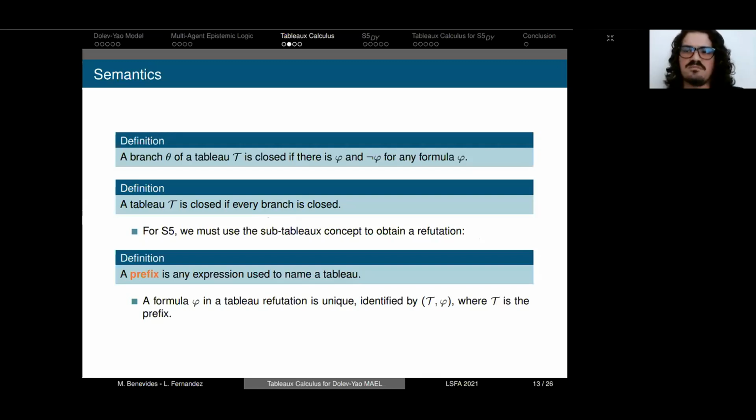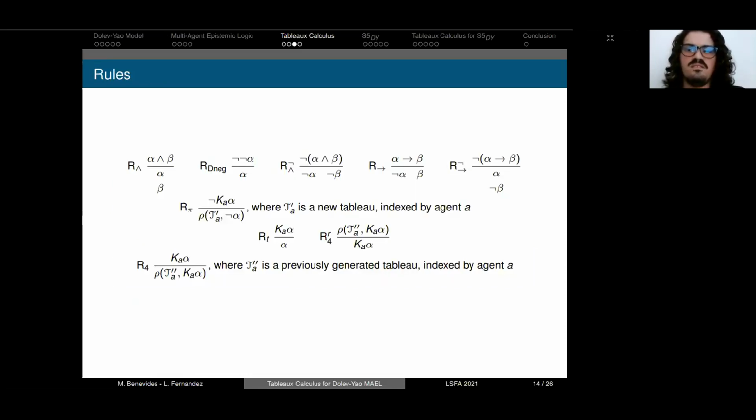So by definition, a branch of a tableau is closed if you have a contradiction, and a tableau is closed if every branch is closed. And for S5, we must use subtableaux to obtain a refutation. So prefix is what we will name a tableau. This is the set of rules that we're going to use, based on the work of Fabio Massacci, single-step tableau for modal logic.